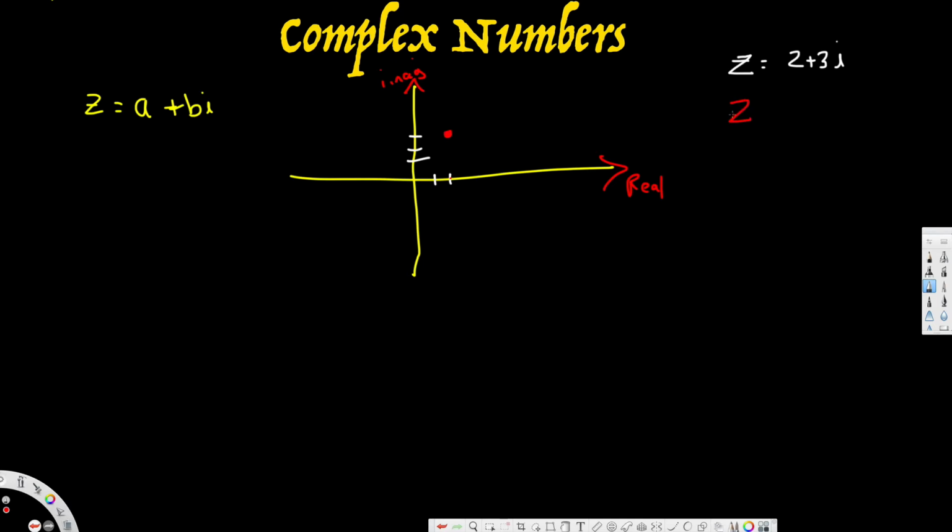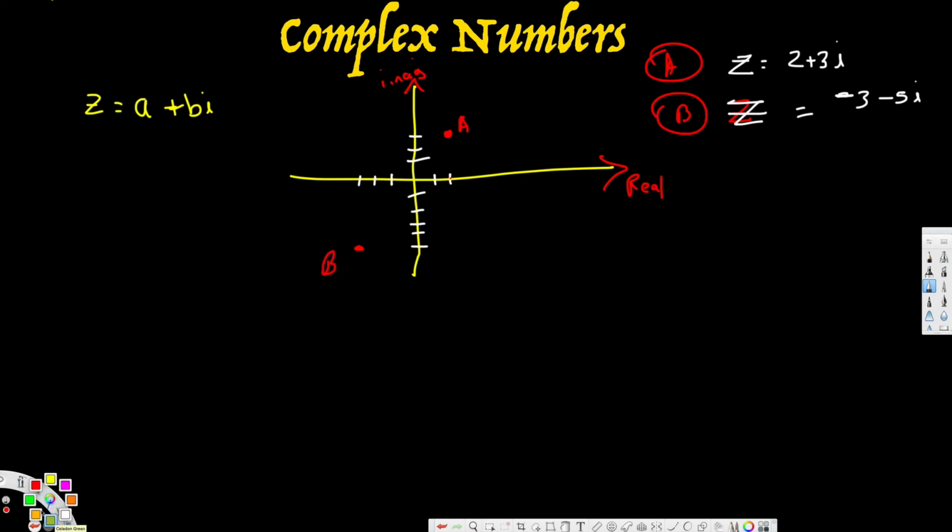Now let's look at another example. Let's say we have a complex number that's given like this: z is equal to minus 3 minus 5i. Minus 3 means it's going to be somewhere here, 1, 2, 3 here, and minus 5i means here at the bottom, 1, 2, 3, 4, 5. So the location of the complex number is going to be exactly here. This is the a here, and this one is b, here.